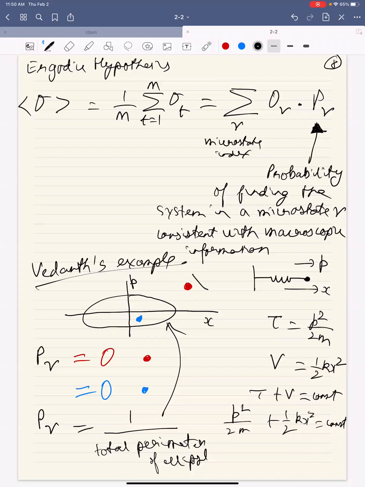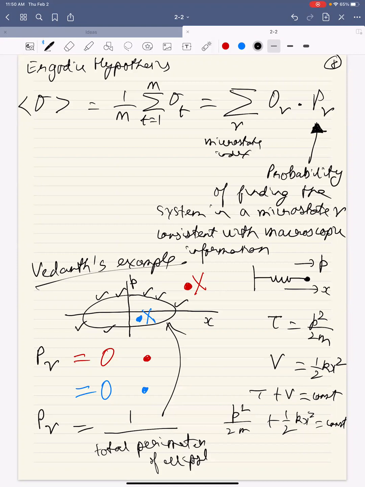So this microstate is not allowed, because we saw that for this particular system, p squared by 2m plus kx squared by 2 is equal to a constant. The only microstates that are allowed are the ones that lie along the line, right? Are they energy microstates? A microstate is a microstate. You can have different values of p and x that lie on that same curve. Sure, all are equally likely.